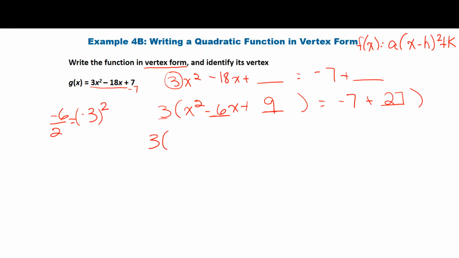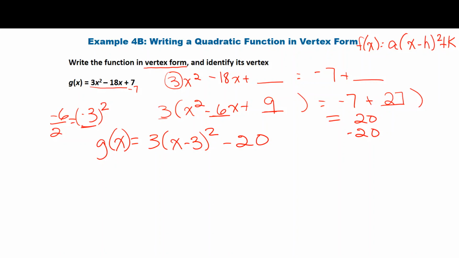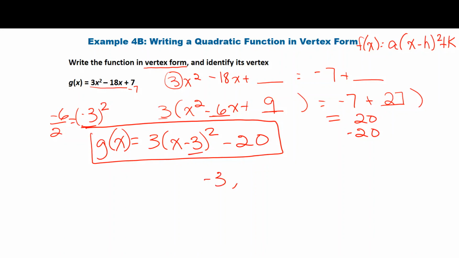So now I have two numbers that multiply together to get 9, add together to get negative 6: a negative 3. So x minus 3 squared. And over here I have a 20 on this other side, but I'm going to subtract 20 from both sides, minus 20. All right. And so now I have my new function, f of x equals 3 times x minus 3 squared minus 20. So there it is written in vertex form. My vertex is going to be a negative 3, or actually a positive 3, because it's written in that form. Positive 3, and my y is going to be negative 20.